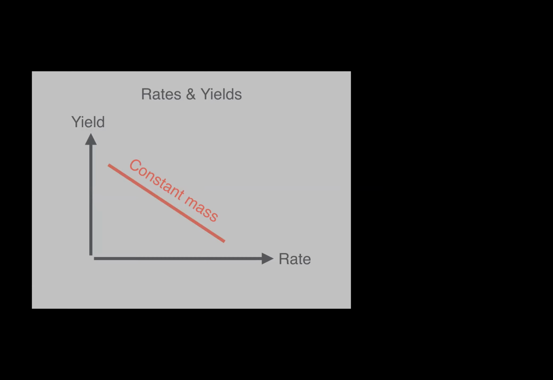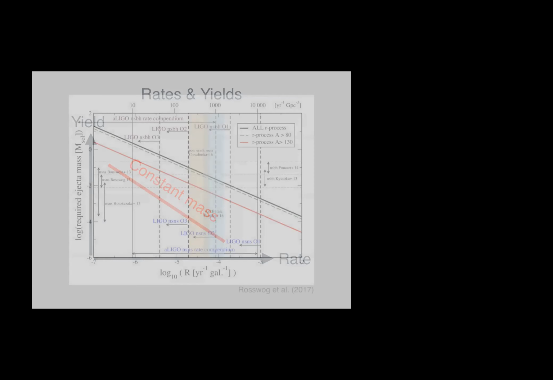So there are lines of constant mass you can draw, and if you know your process rate or yield, and if you know the mass that is present in the Milky Way, for example, then you predict a certain yield or rate, depending on which one you know better. And you go and check whether your theory can work out with these numbers or not. So people have played these games.